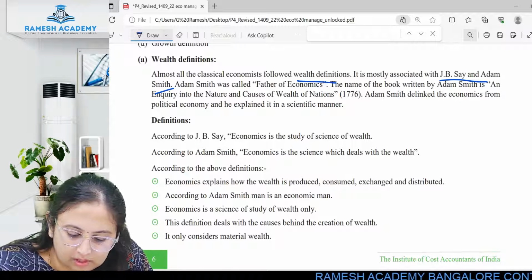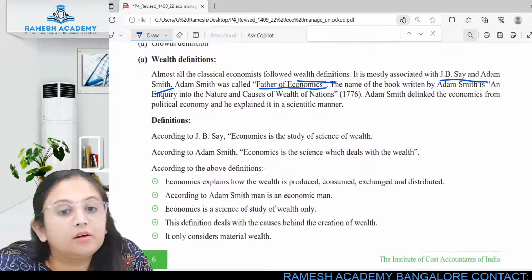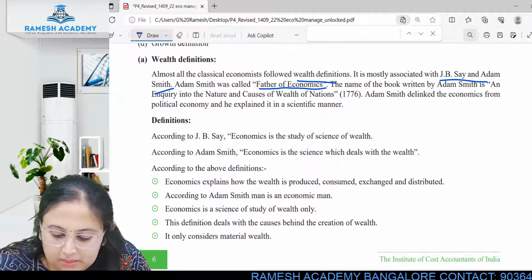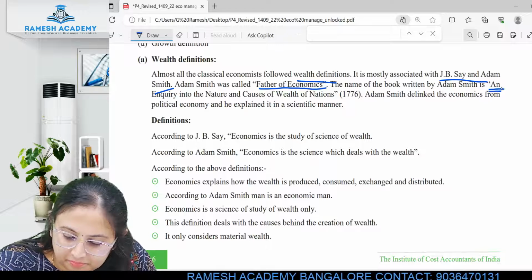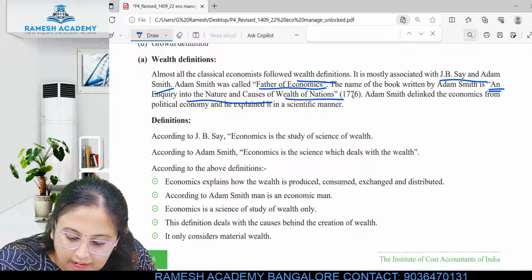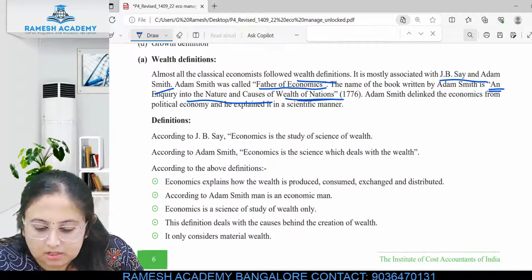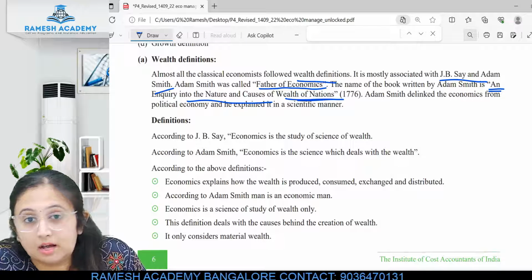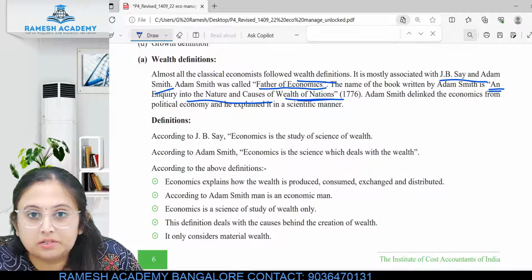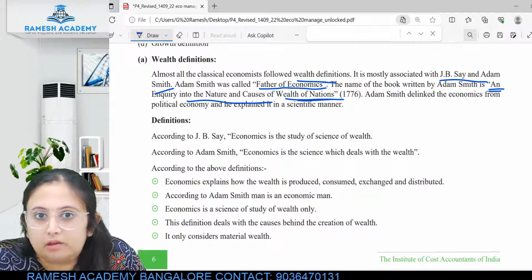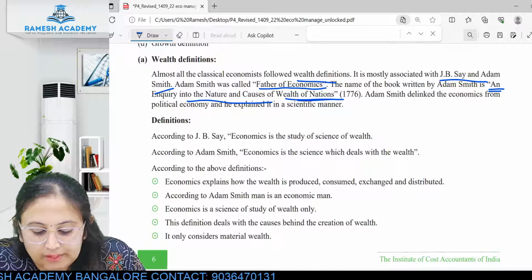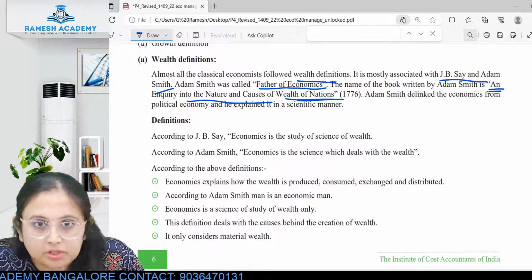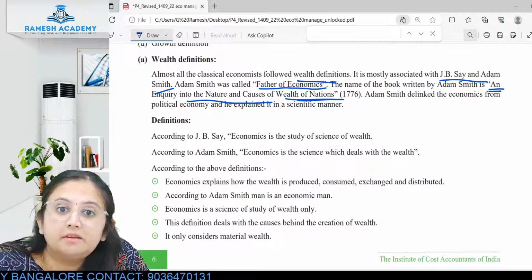Adam Smith is called the father of economics, and he wrote a book, An Inquiry into the Nature and Causes of the Wealth of Nations, in 1776. There are chances that you get questions related to this book name and so on, so you have to remember the year and the book. An Inquiry into the Nature and Causes of the Wealth of Nations, in 1776.